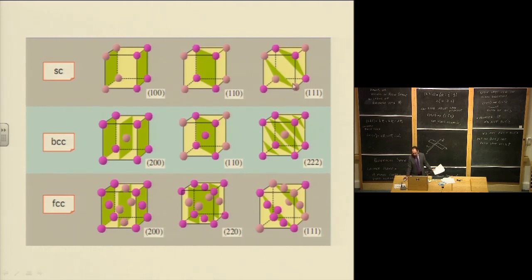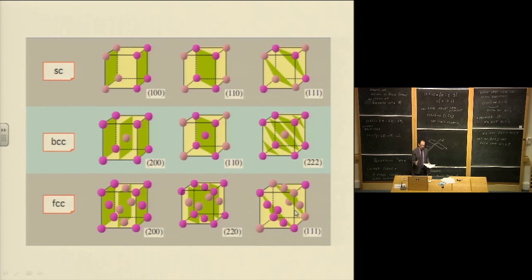Similarly, we can look at 1, 1, 1 here. So 1, 1, 1 is a perfectly good family of lattice planes for simple cubic. It would not be a family of lattice planes for BCC because it would miss the point in the center of the unit cell, but actually it is a family of lattice planes for FCC because it just happens to catch all of those points in the center of the faces.